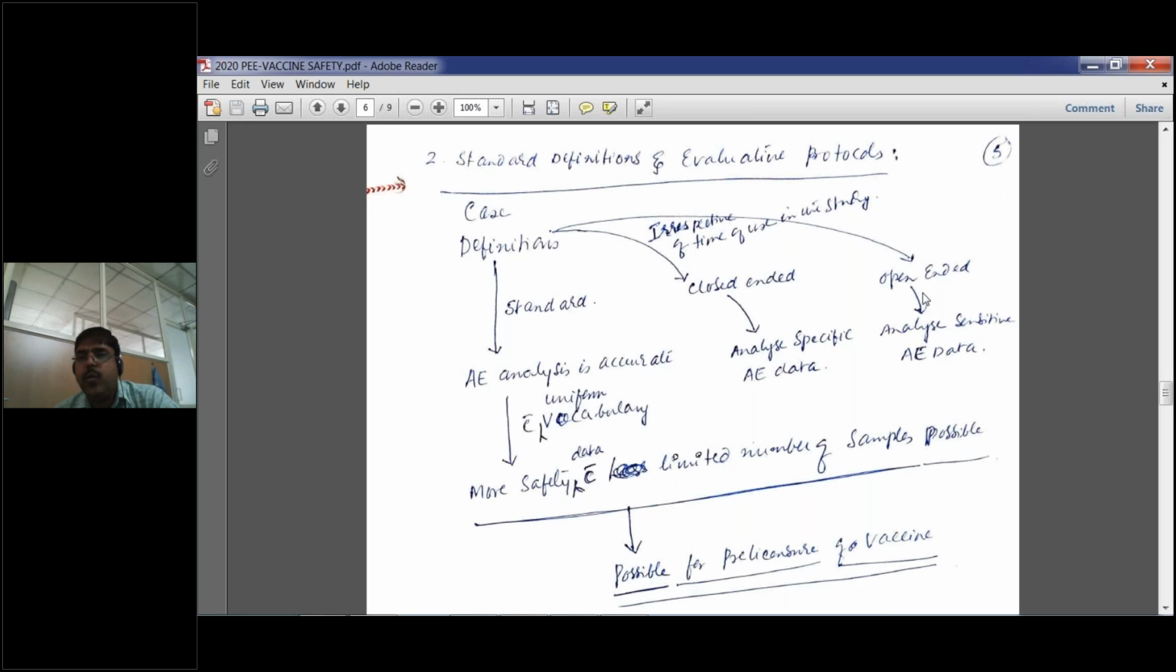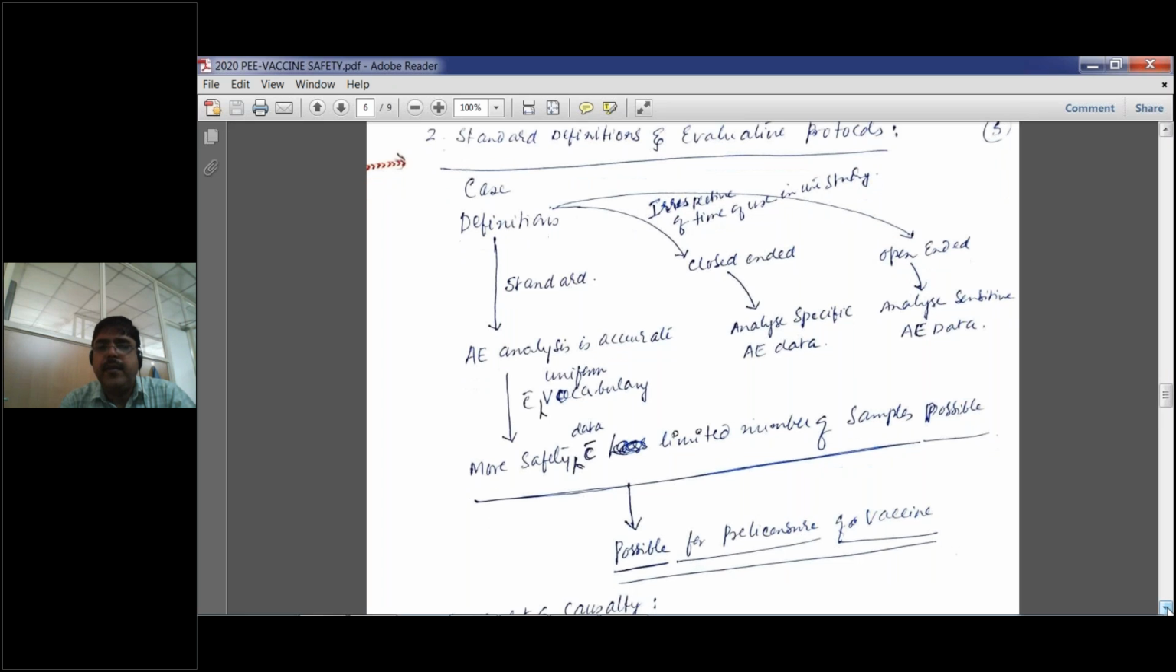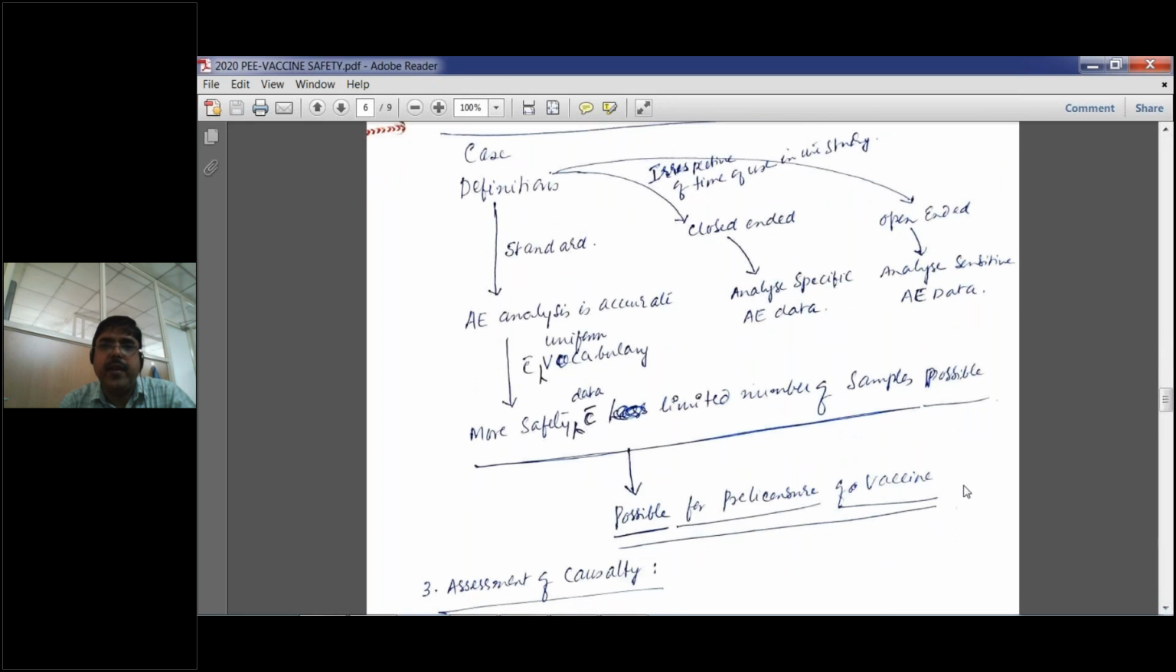That is called open-ended questions, where you get more data. Somebody says that I did not experience anything, or somebody says yes, I have experienced headache. Somebody says I experienced body pain. So you tend to get many data here in the sensitive one. That is how pharmacoepidemiology helps in the evaluation of vaccine safety. I hope this is clear to everyone.